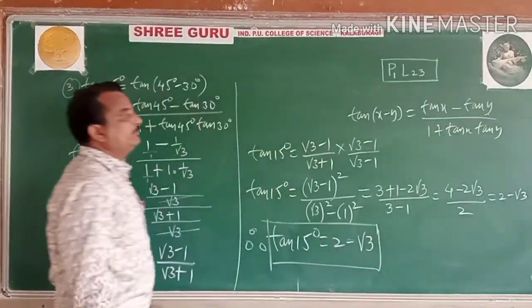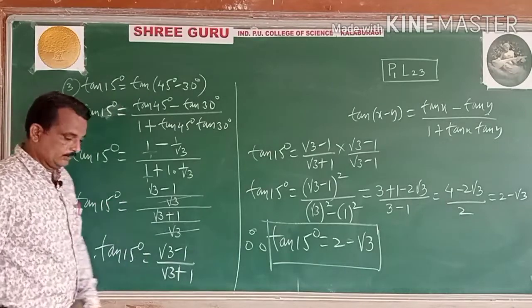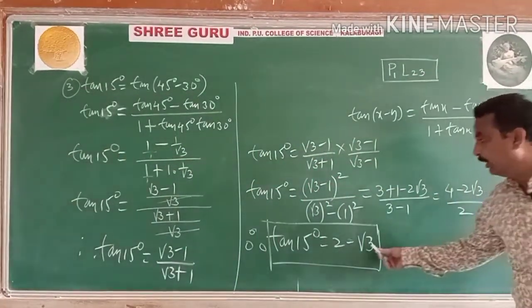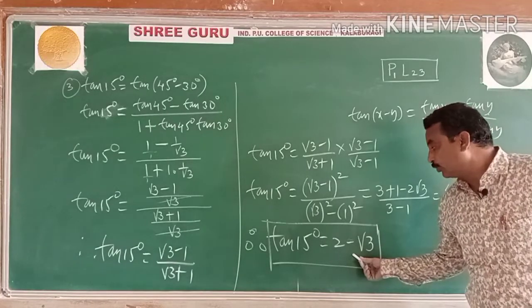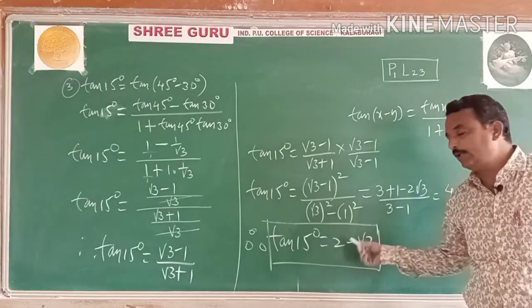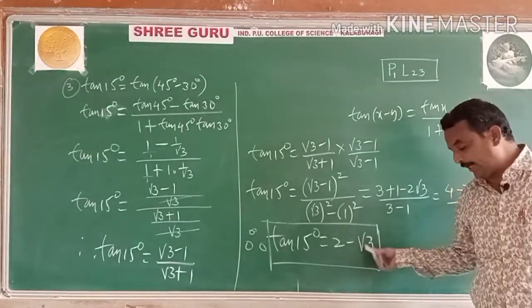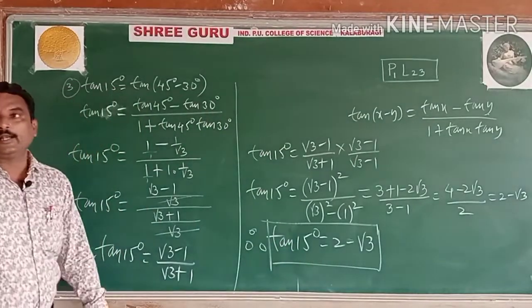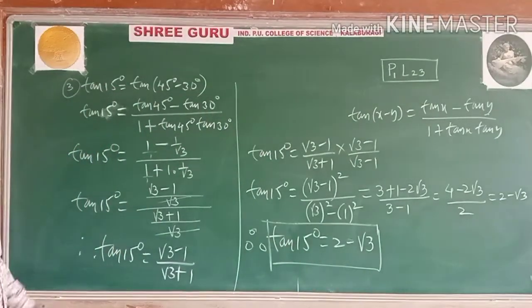Remember the values. Sin 15, how much? (√3 minus 1) divided by 2√2. Cos 15, how much? (√3 plus 1) divided by 2√2. Tan 15, how much are we getting? 2 minus √3. You need it sometimes while calculating the CT examples, tan 15 degrees value, 2 minus √3. So this is tan 15 here.